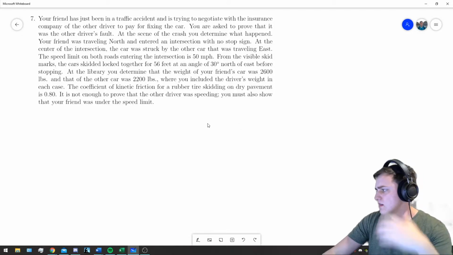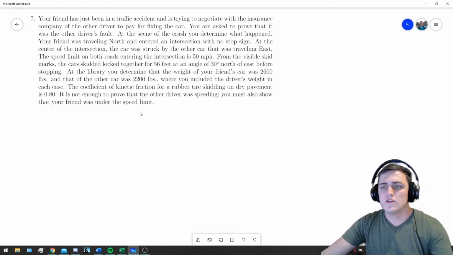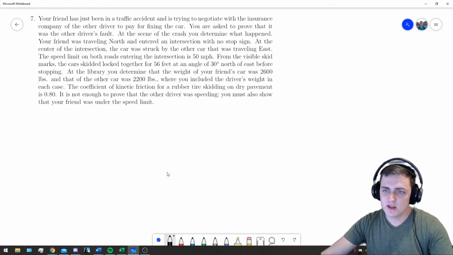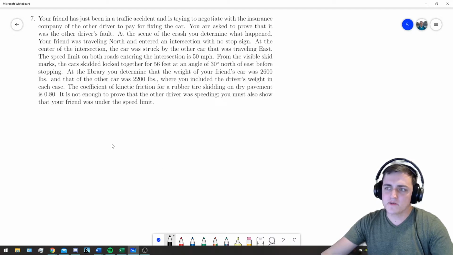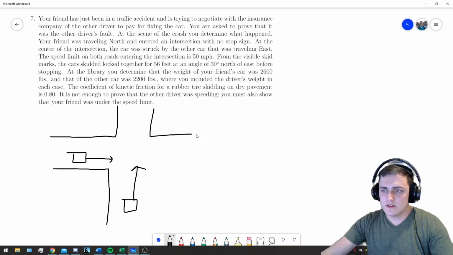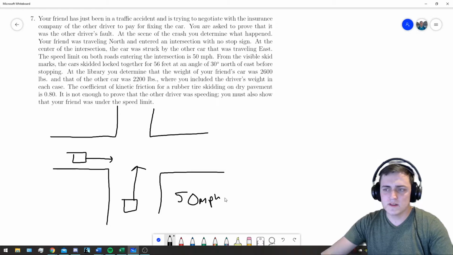So, in this problem, you are driving north into an intersection with no stop sign. At the center of the intersection, the car was struck by the other car that was traveling east. So we are traveling north, they are traveling east. The speed limit on both roads entering the intersection is 50 miles per hour. So both cars are set to a 50 miles per hour speed limit.